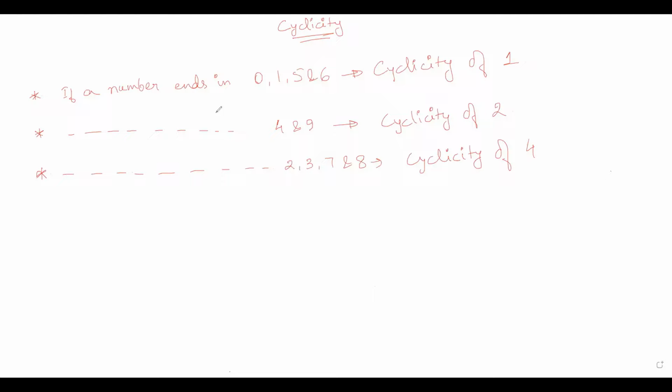Now, if we summarize this, we can say that if a number ends in 0, 1, 5 or 6, in that case, it will have a cyclicity of 1. That is, the last digit of any power will remain the same.